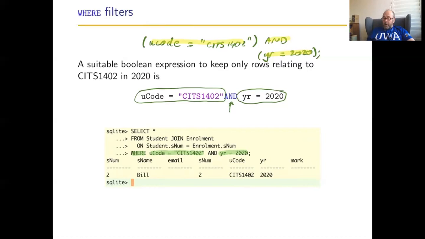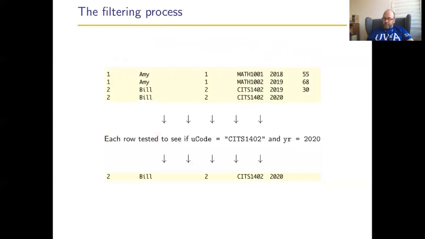Okay, so now we have only one row left. The source table had 4 rows, all of Amy's enrollments, all of Bill's enrollments. After we've used the where condition, 3 of them have dropped out. 2 of them because they weren't CITS1402, and 1 of them because the year wasn't 2020. So just 1 row has survived.